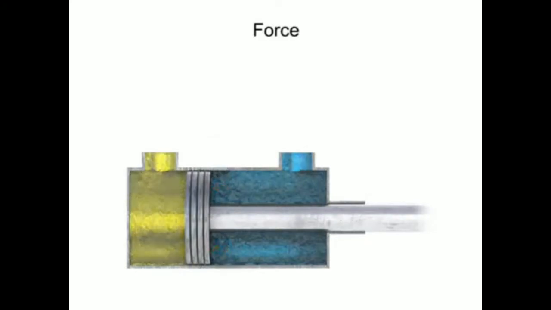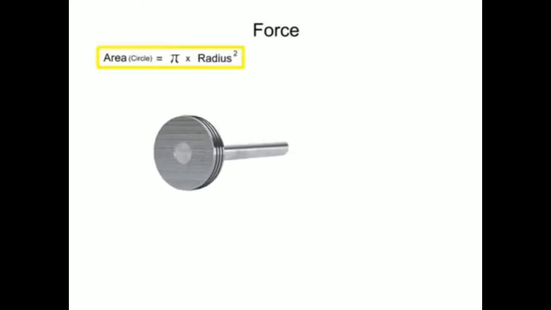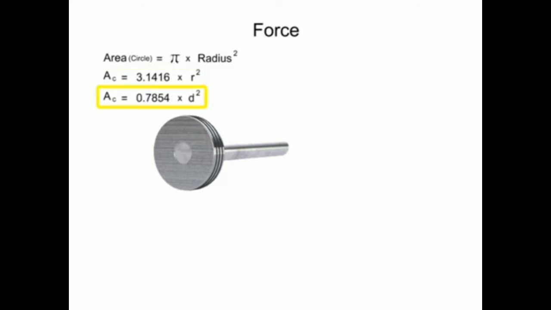For a round piston, the circular area can be determined by a well-known formula: area equals pi times r squared. However, most cylinder pistons are identified by their diameter. By substituting the appropriate values for pi and diameter, we can simplify this equation to area equals 0.7854 times diameter squared. The full piston area is the side of the piston without the rod.